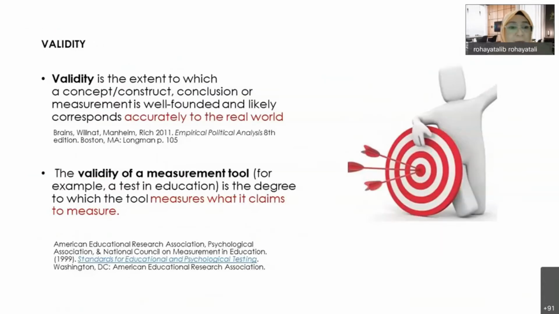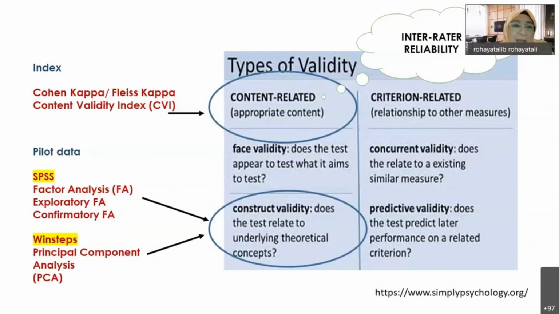in the research. Validity is the extent to which a concept, a construct, a conclusion or a measurement is well-founded and likely corresponds accurately to the real world. If you browse and find an instrument about intelligence, all the items in the instrument must measure intelligence, not mathematical thinking. What are the types of validity? There is content-related validity, and we have criterion-related validity. Content validity is a must.